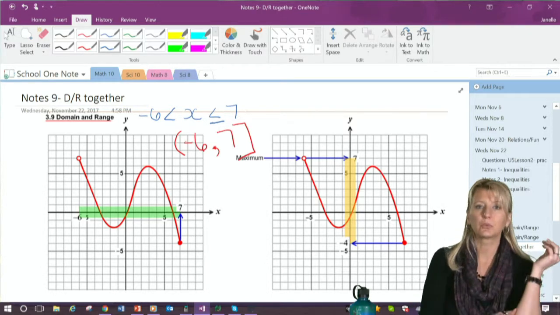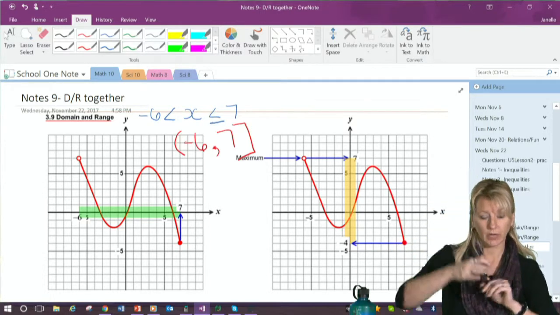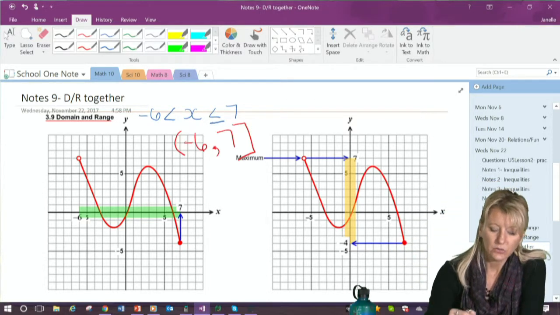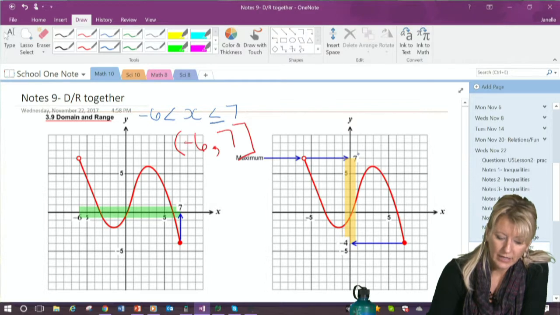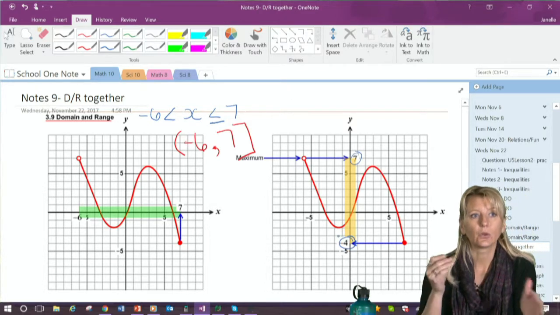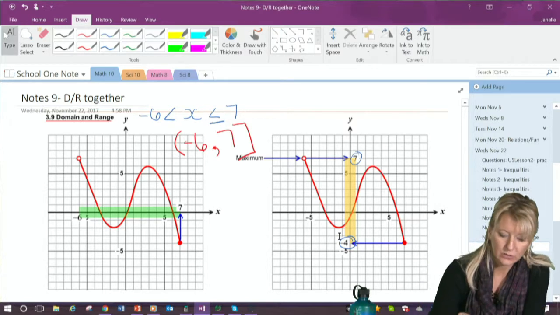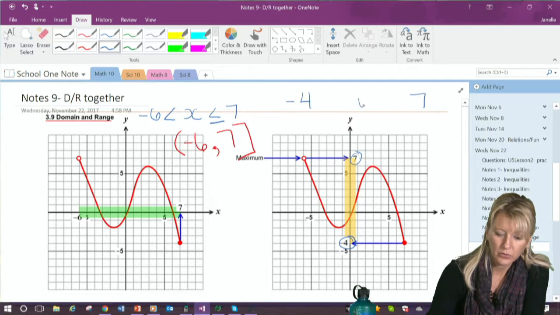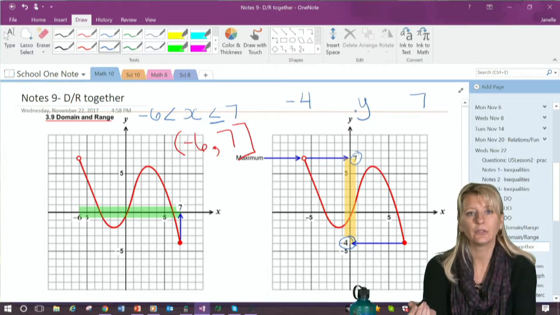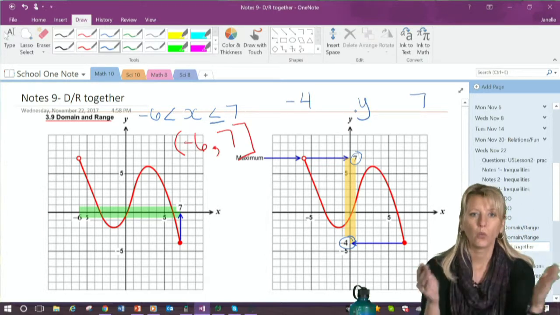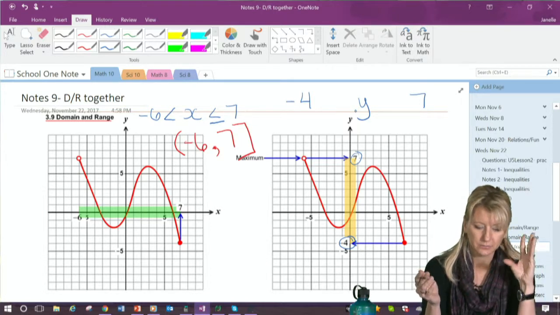So now we're going to do range, and range is with the y's, right? So we're going to look at the y's. So here, this one, shows a 7, and it shows it going to -4. So that's the yellow line, so we're showing that. So we're going to have -4 and 7, and we're going to put the y in the middle. So now all we have to do is figure out what the alligator mouths are.